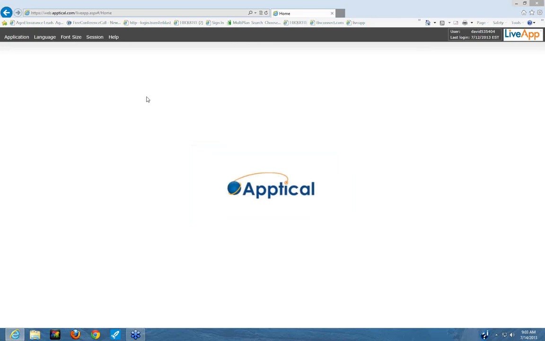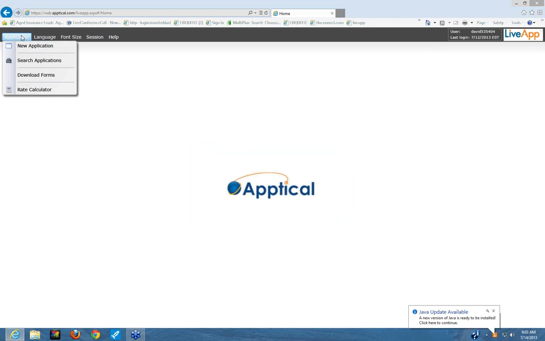And it's very simple. On the upper left corner, you've got application. Language is already set, font size, everything else is set. But if you hit application here, you go to a new application, or if you've done an application and saved it, you could hit search applications here. You can download the application if you so choose after you complete it. After you complete it, you could download the form in a PDF file.